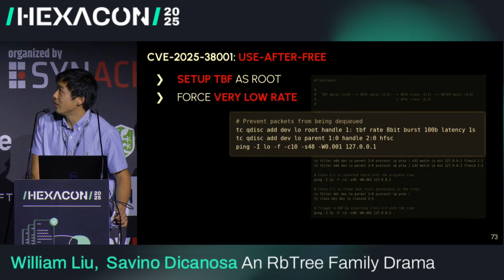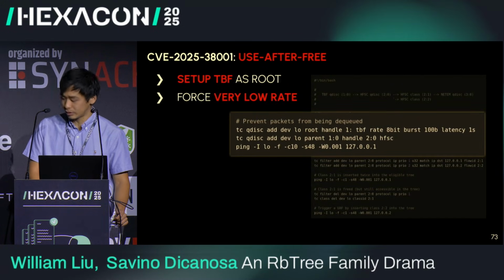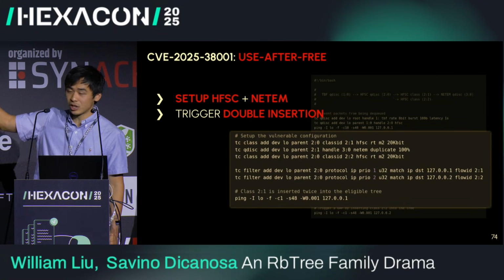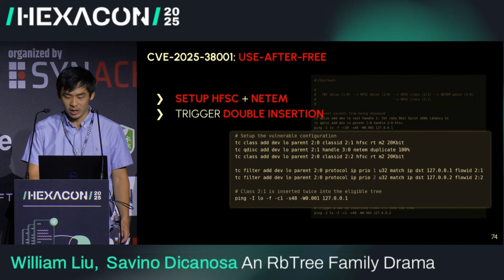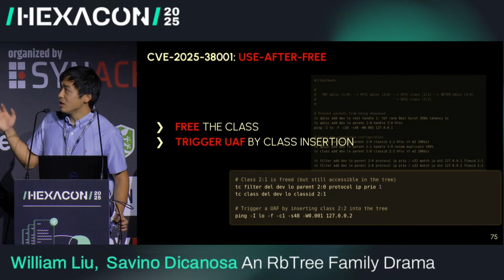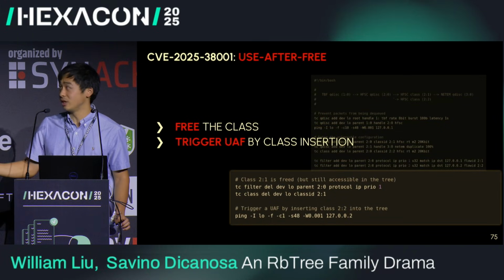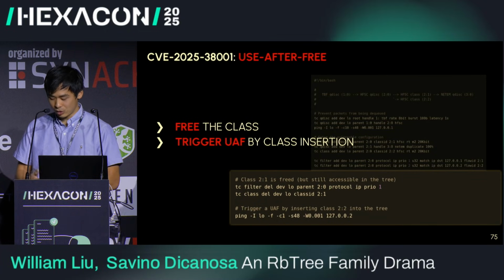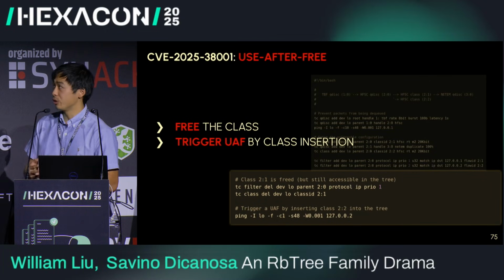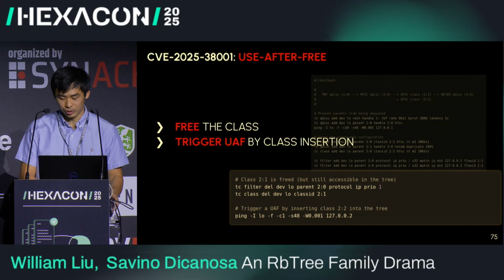So if you set up TBF as the root, and you force a very low rate, you can then set up the HFSC and NetM duplication case to trigger the double insertion bug. But then DQ wouldn't be able to trigger because TBF doesn't have enough tokens, so it goes back to user space. We can then free the class with a traffic control command, and then we can trigger use after free by any activity on the L tree.